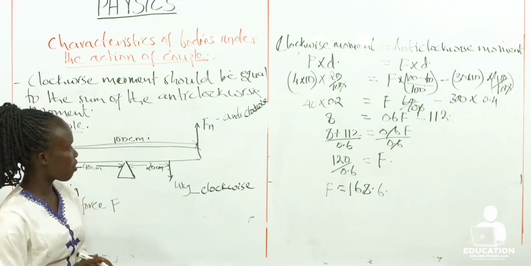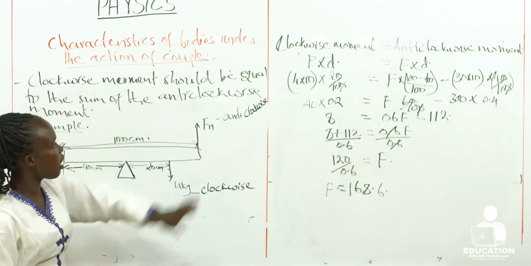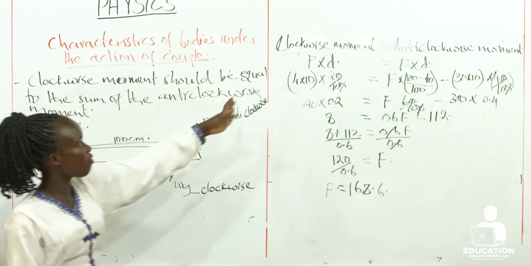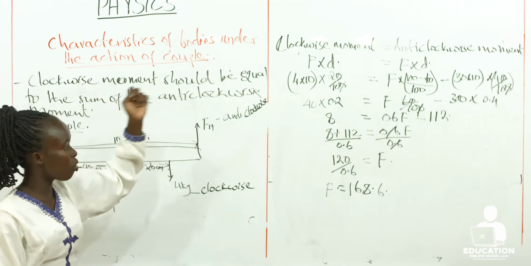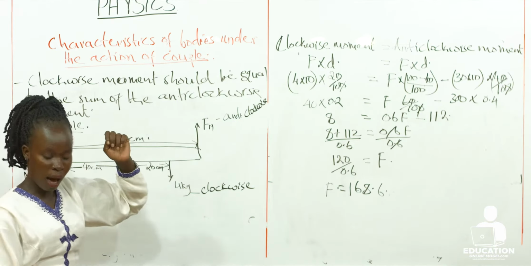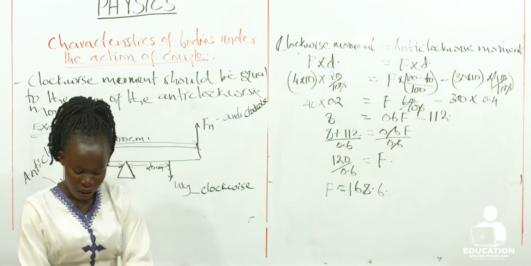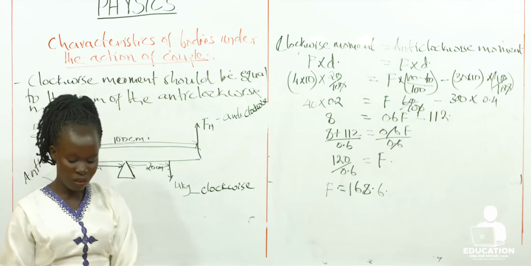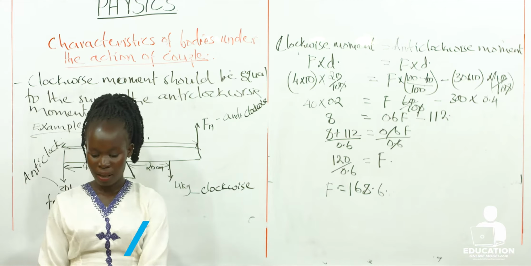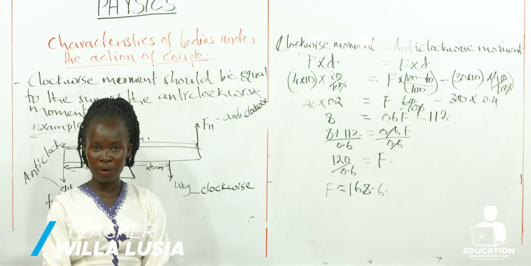So if you have that, now we have seen how we can find the clockwise moment and the anti-clockwise moment. We've known about the characteristics of bodies and the action of couple.